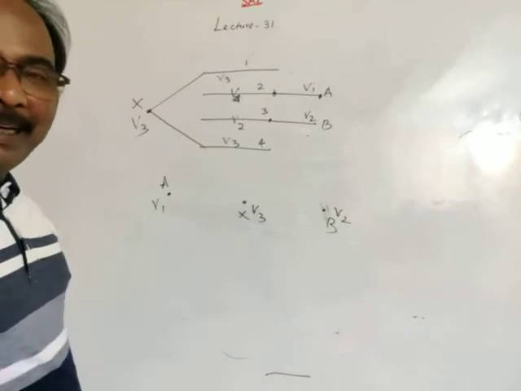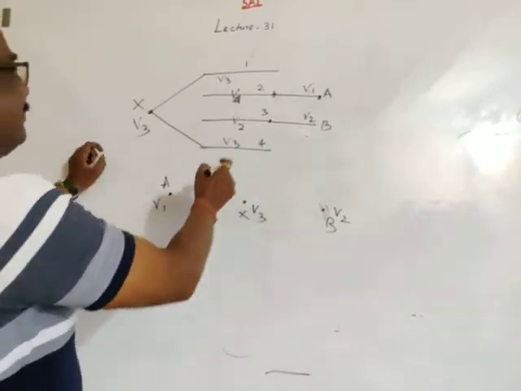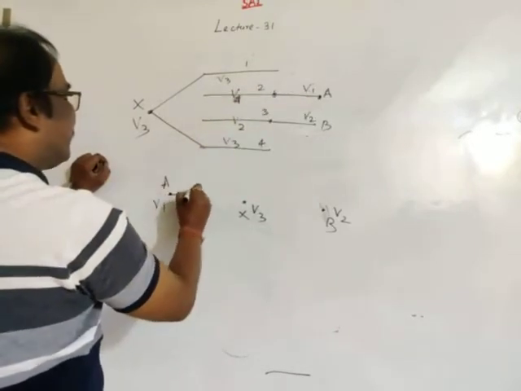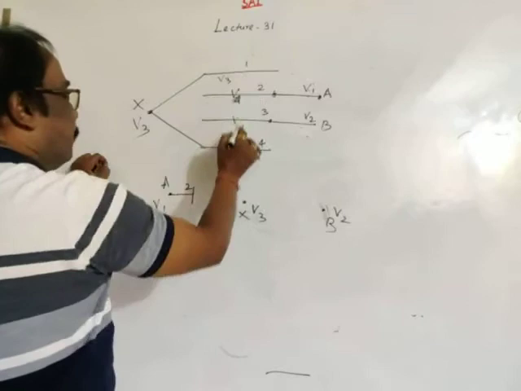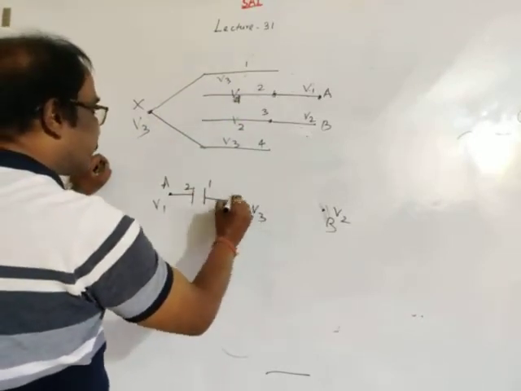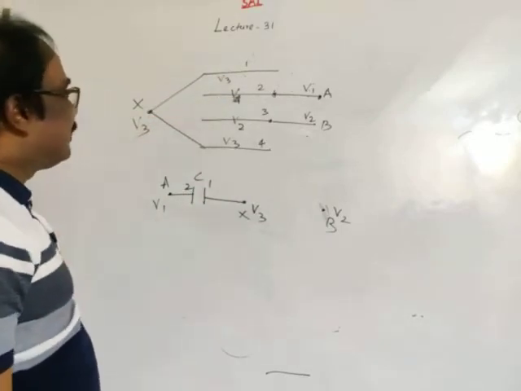Write like this, it will be easier. Plate 2 is connected to A, this is plate 2. Plate 1 is connected to X, this is plate 1 connected to X. Capacitance between 1 and 2 is C.